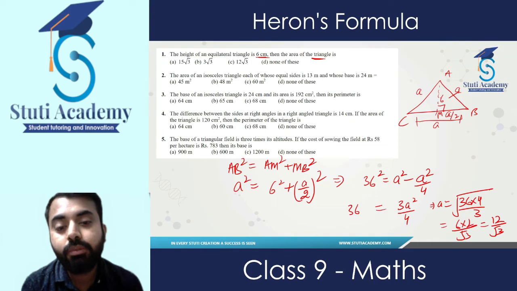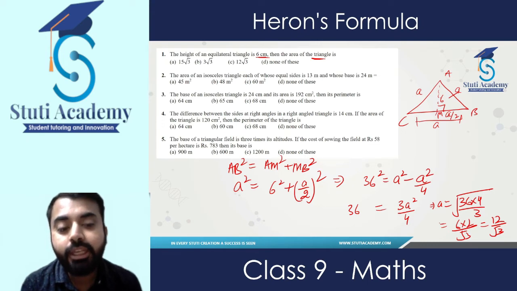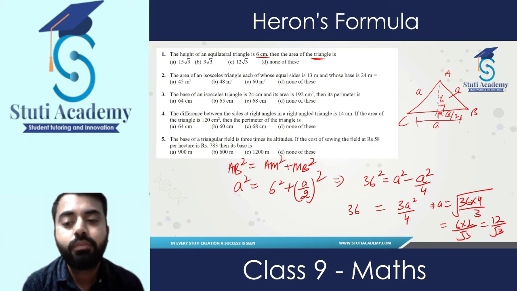I knew 36 is the same as a square minus a square by 4. Taking LCM, I got 3a square by 4. I knew I had to take the square root of the entire term so that I can get the value of a. So substituting each and every part and solving that, I got my a to be 12 by root 3.